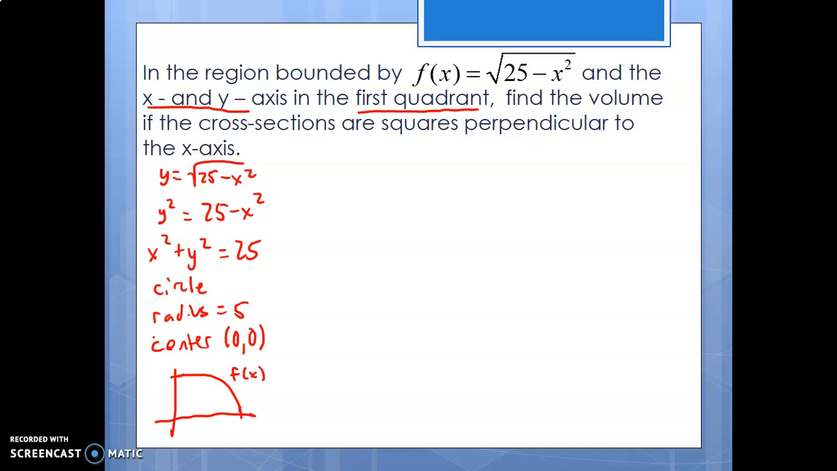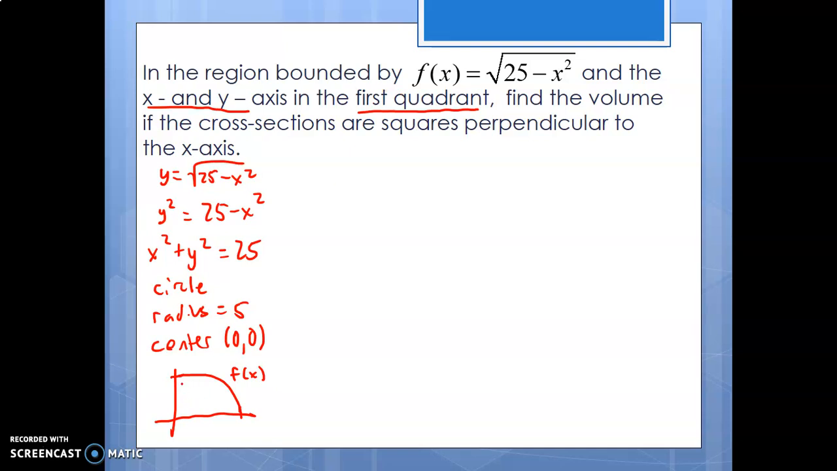Now, technically, f of x would include this left half also. It would not include the bottom half at all because we have the positive root. If we had the negative root, we'd have the bottom half of the circle. I'm not looking at the part that's in quadrant 2 because it tells me that we're in the first quadrant.